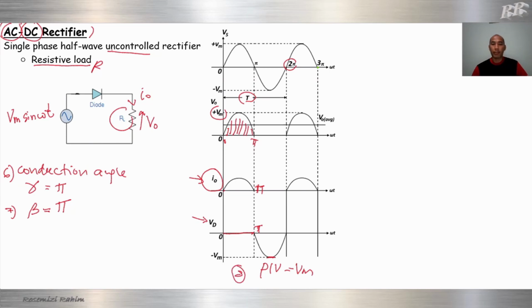Okay, I think that's all for the important parameters in an AC/DC single phase half wave uncontrolled rectifier using a resistive load, RL.